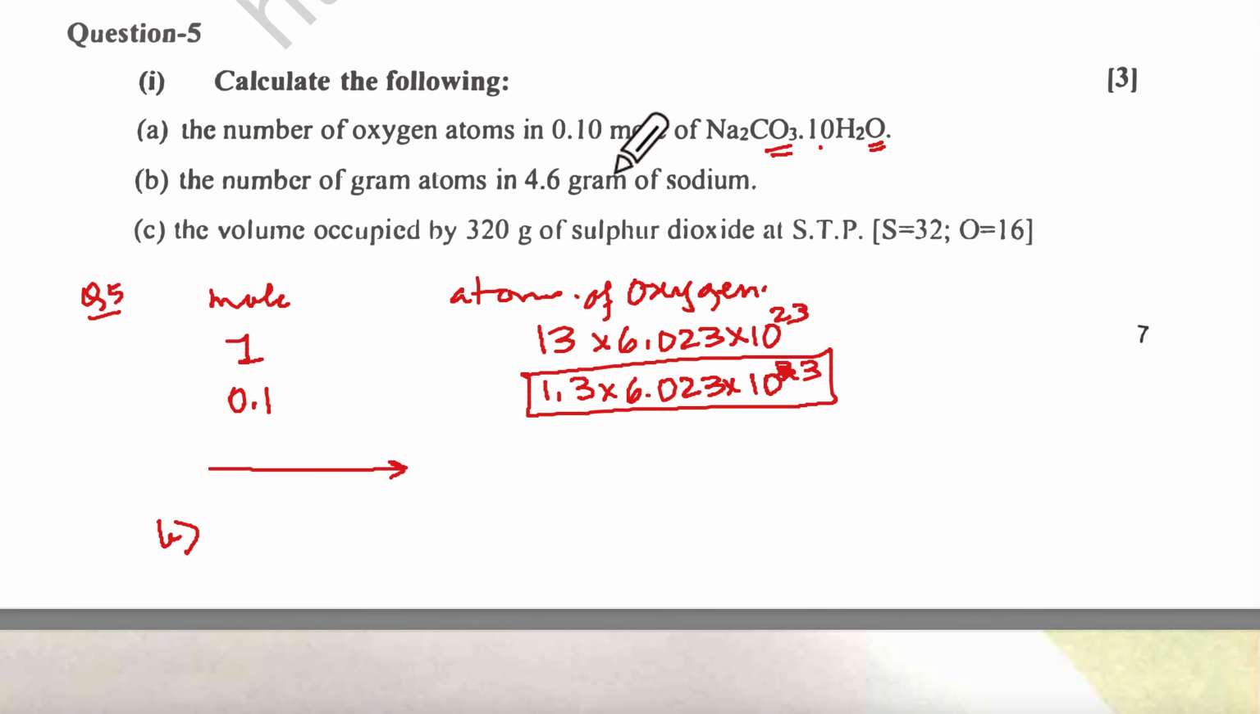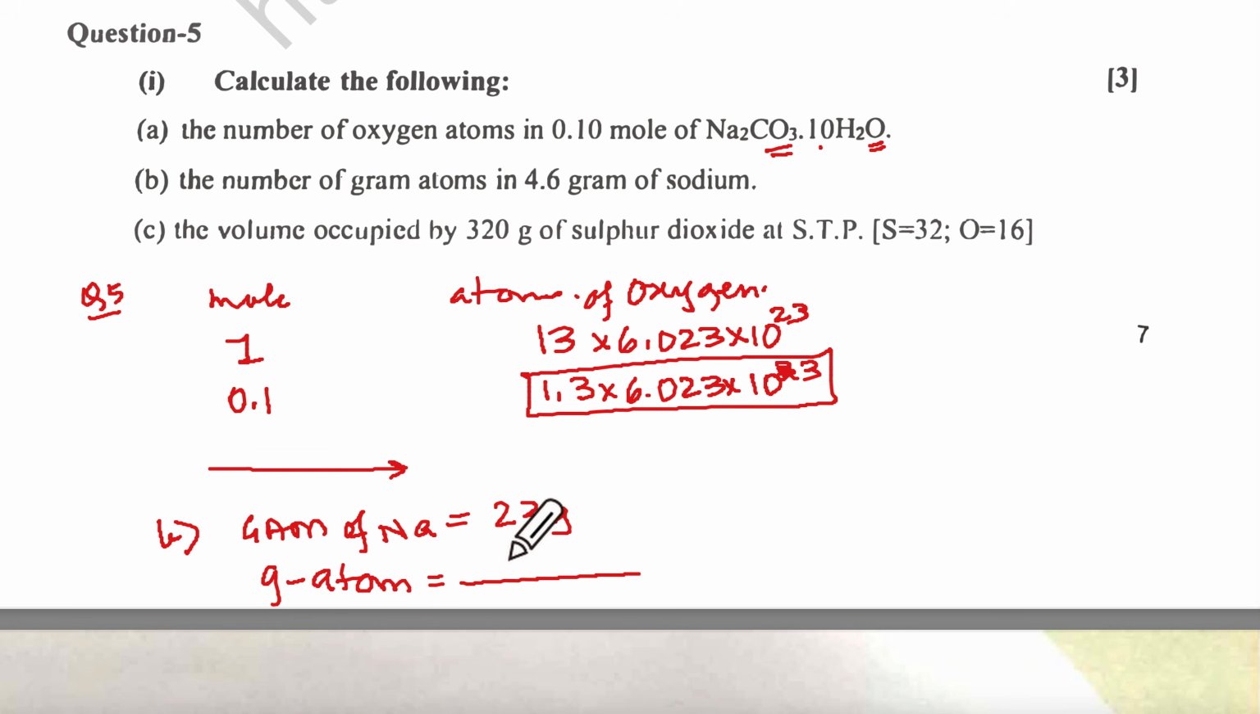Number of gram atoms in so many grams of sodium. So GAM of sodium, I'm writing Na, but you have to write sodium, is 23 gram. The gram atom formula is mass of substance upon GAM, which is equal to 4.6 upon 23. That will be 0.2 gram atoms.